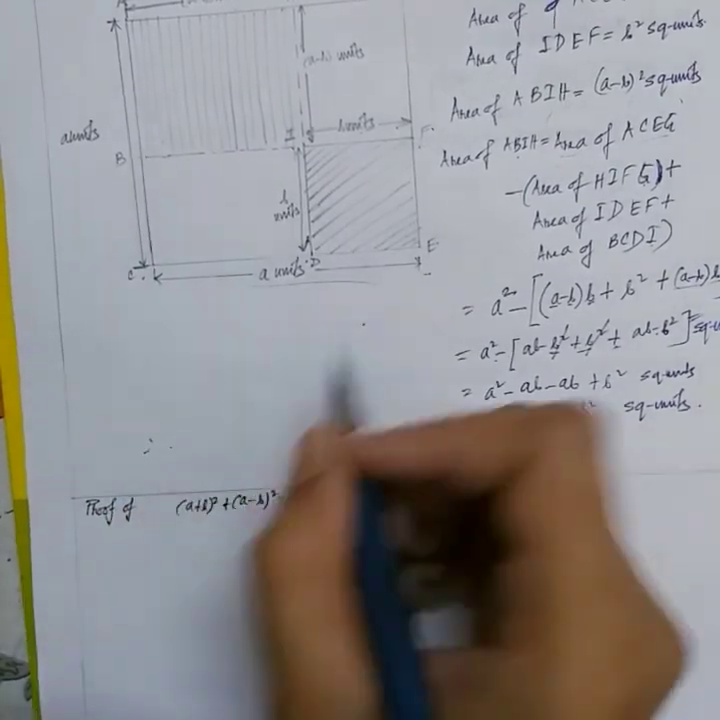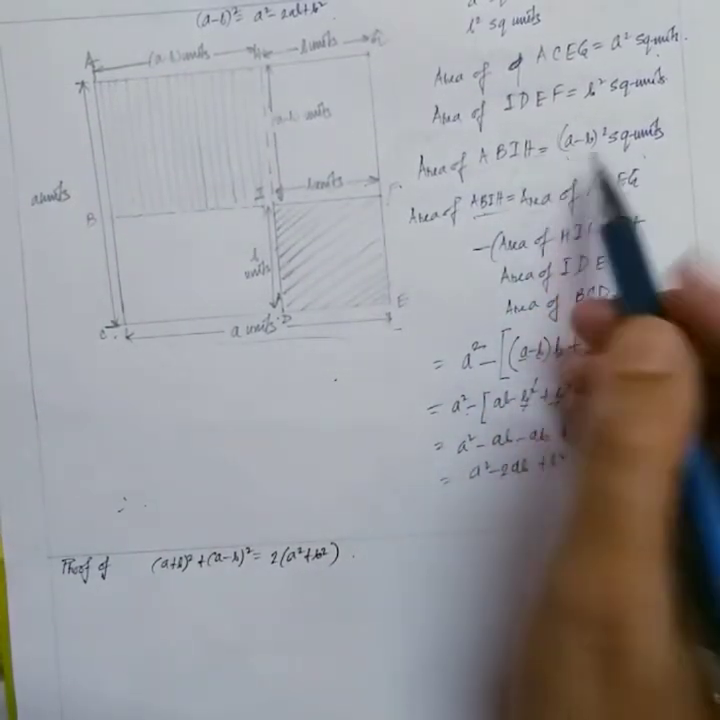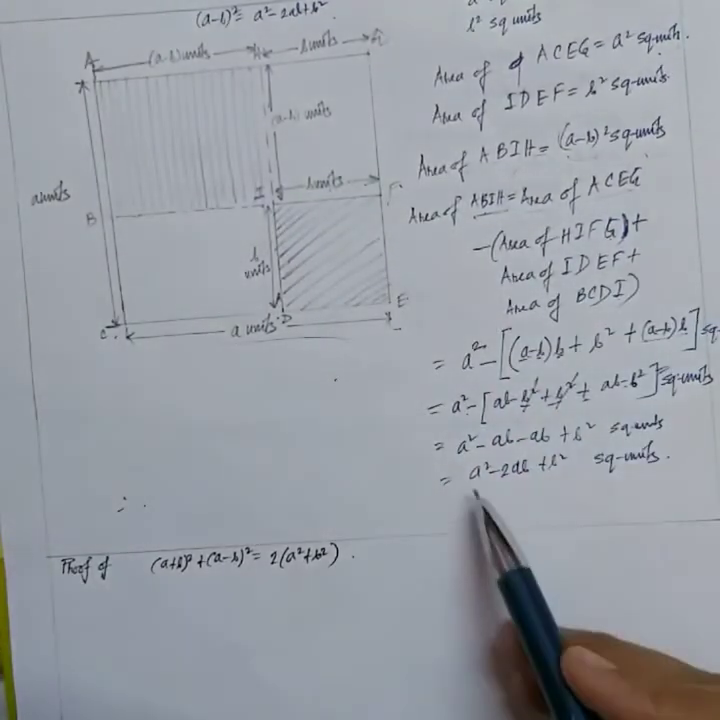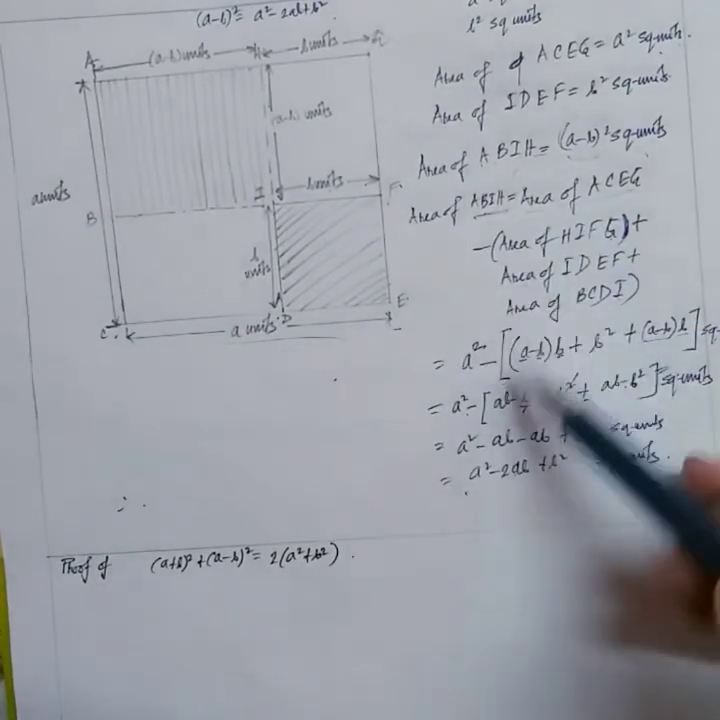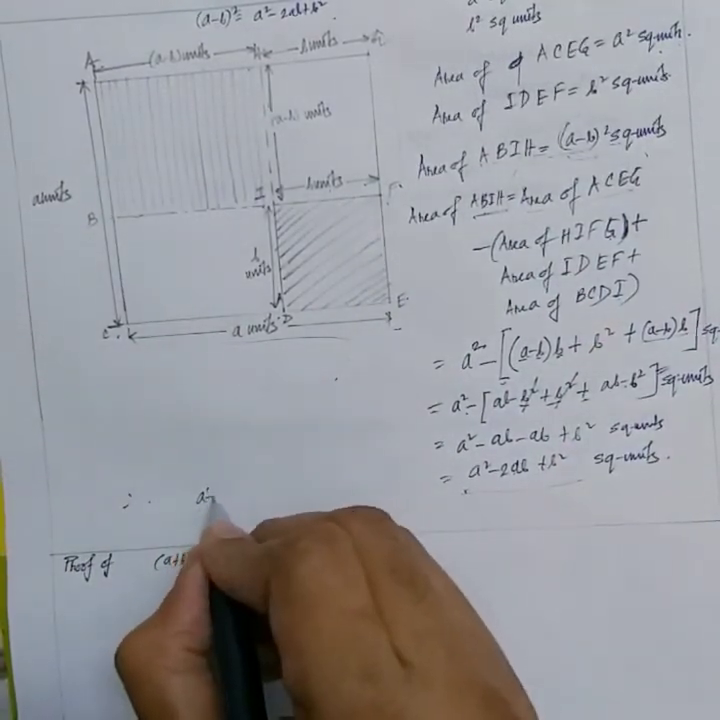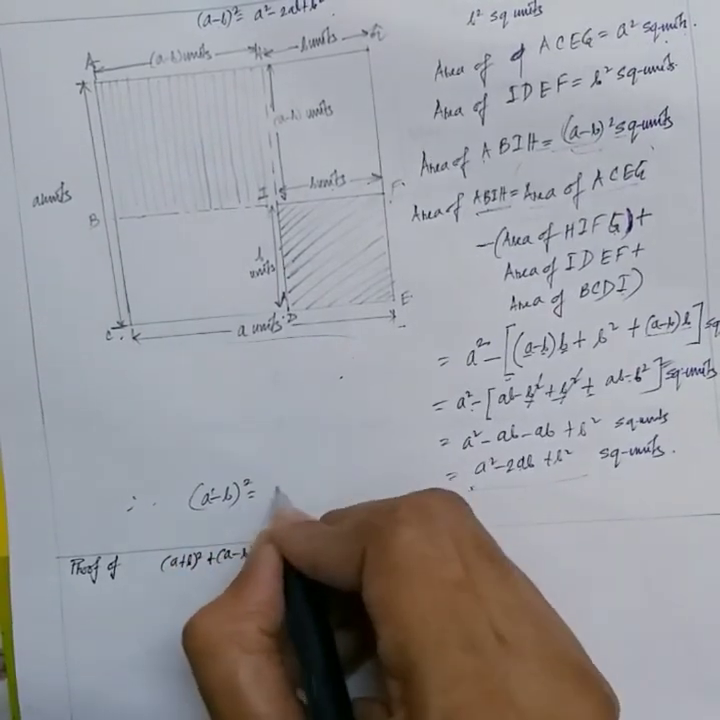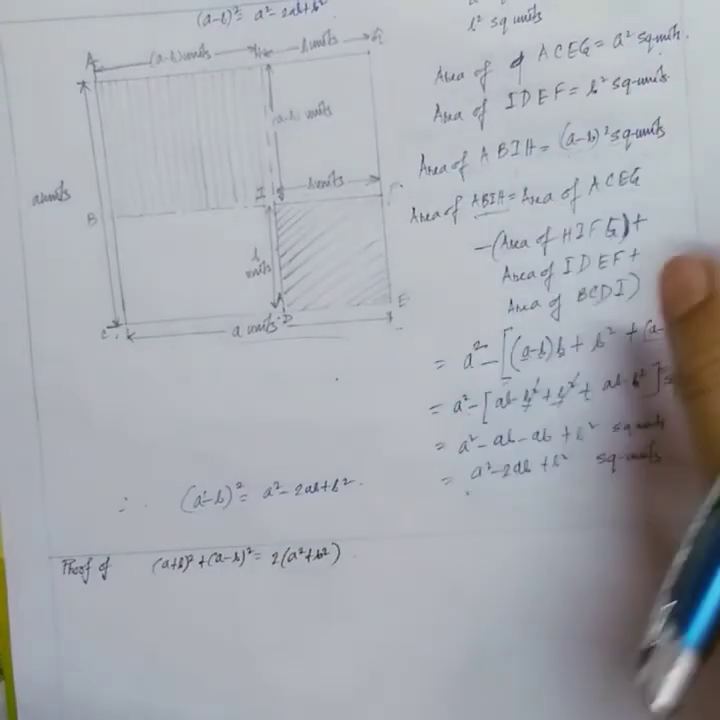So therefore you can see that area of ABIH we have already found here, (a minus b) whole square. Again we are getting the same area as a square minus 2ab plus b square. So from these two we can write (a minus b) whole square is nothing but a square minus 2ab plus b square. So we have proved the second formula also.